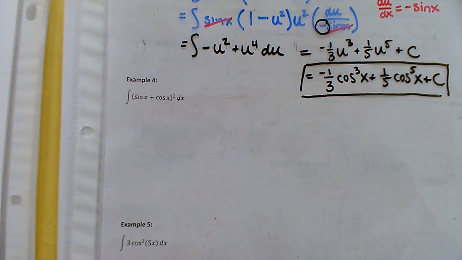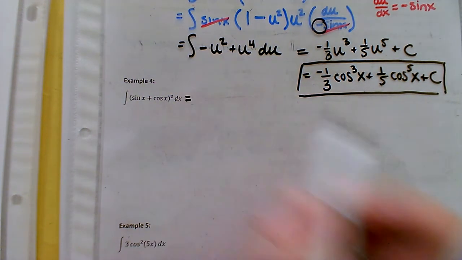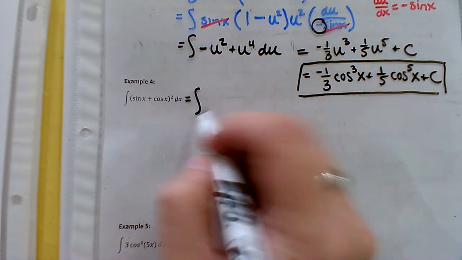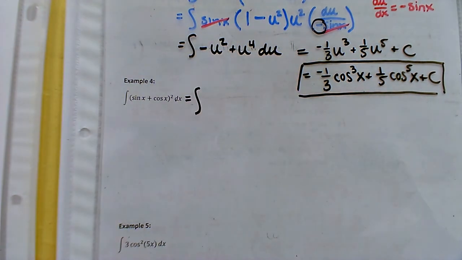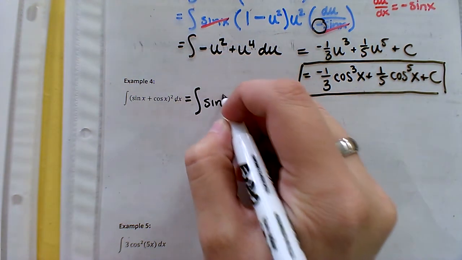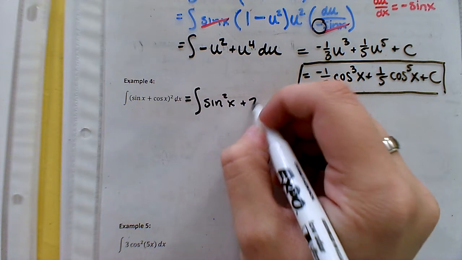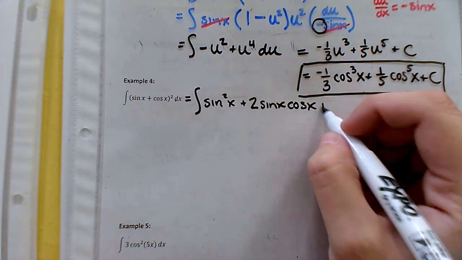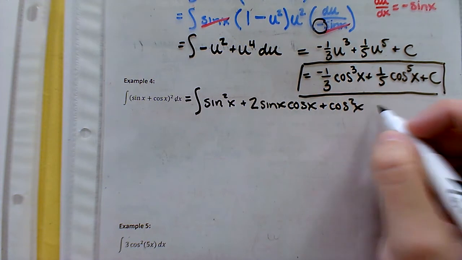Let's go ahead and take a look at 4. Anything you guys feel like doing when you look at that? Besides crying? Expanding. Let's get rid of the squared, okay? So if you were to write it twice and go through distribution or FOIL, we'd have sine squared plus 2 sine x cosine x plus cosine squared.